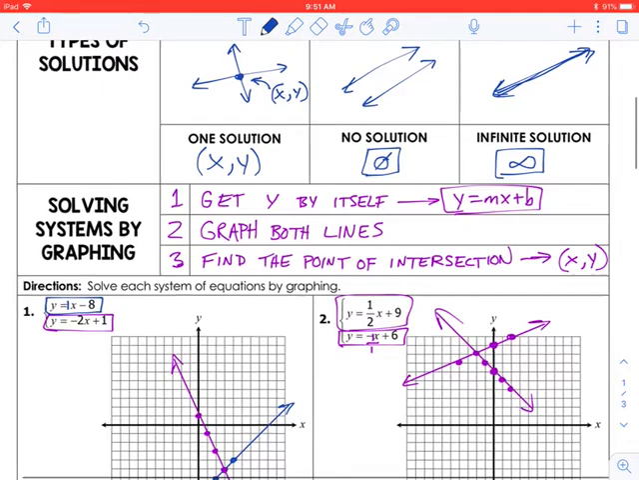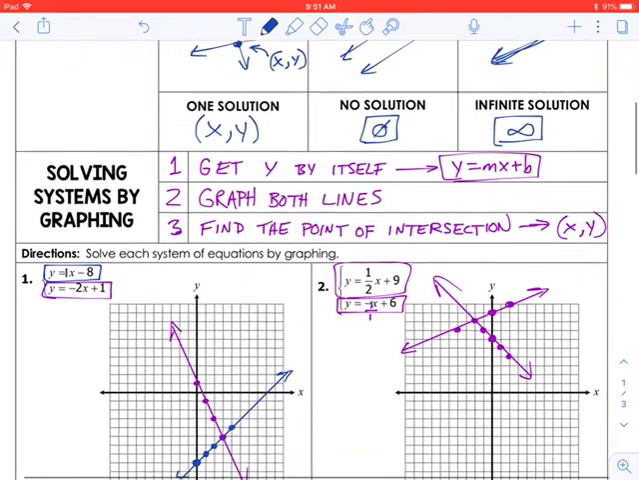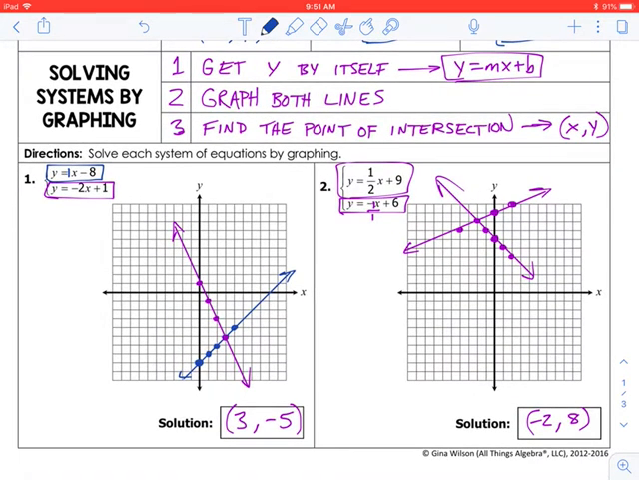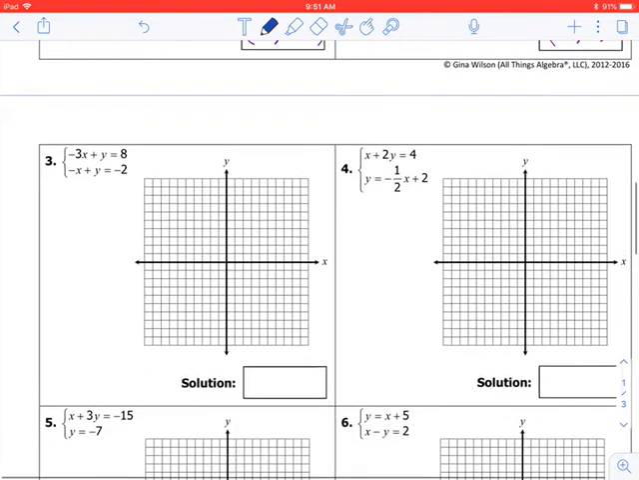So intersecting lines, parallels with no solution, or the same line as infinite solutions. So there's your 3 steps. Going to need those today. Get y by itself first, get y equals mx plus b, and then graph both lines to find the point. So let's go to the back.